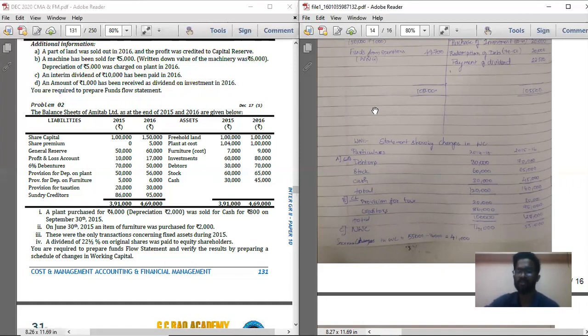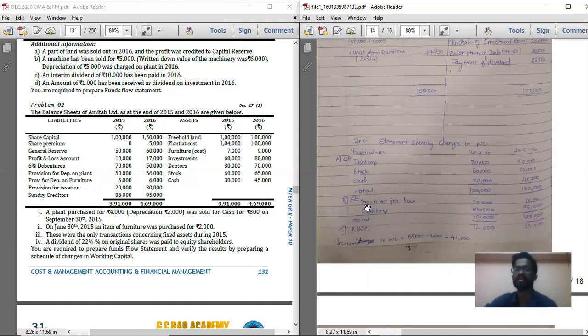Below that particulars, first, what is the format of working capital? Current assets minus current liabilities. First record current assets. Below that, record one by one the different current assets they have given in this question. Investment is considered a long-term investment, so don't bring it to current assets. So debtors, stock and cash are the 3 different current assets.